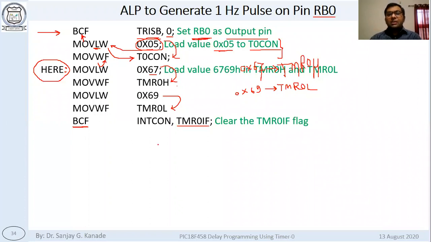Which means in which register it is. So we must remember that this TMR0IF is in the INTCON register. That's why we use this instruction: BCF means bit clear in F, that F is INTCON and the bit is TMR0IF. So this instruction will clear the bit TMR0IF in the INTCON register. Now what should be the next step?